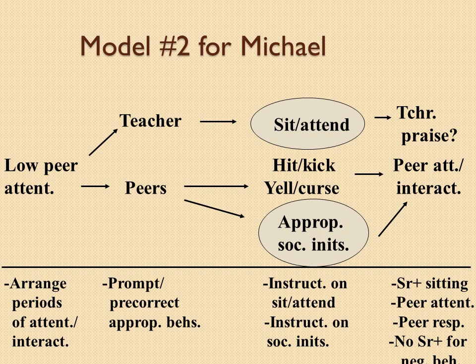Then we come to the consequence column. The function of the problem behavior is peer attention and interaction. So we want to come up with some reinforcers. First of all, if we want the student to attend during instruction, then we've got to reinforce the student for doing that. So is there some kind of reinforcement system so we can reinforce the desired behavior of attending, and also reinforce the student for engaging in appropriate social interactions with other kids at the right time?